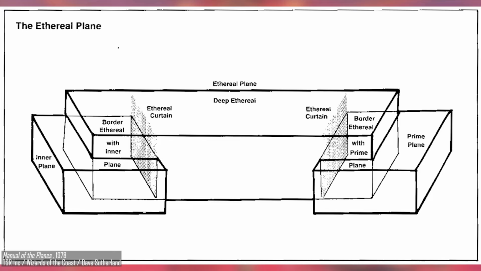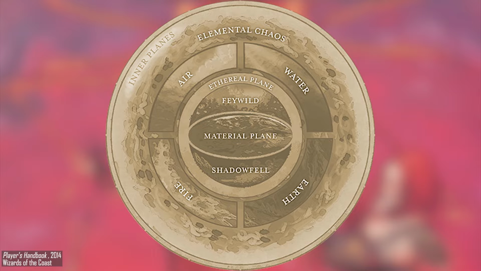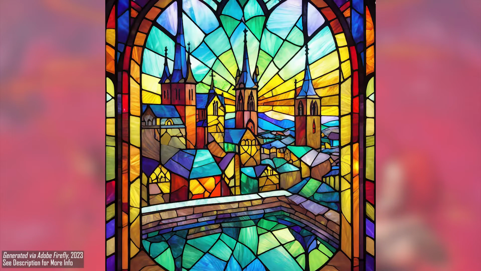There are two major sections of the ethereal plane, known as the border ethereal and the deep ethereal. The border ethereal are the sections of this plane that are directly adjacent to a plane of existence, either a material world, an inner plane, or a demiplane, and anyone on the border can look into that adjacent plane as if they're looking through a frosted window.